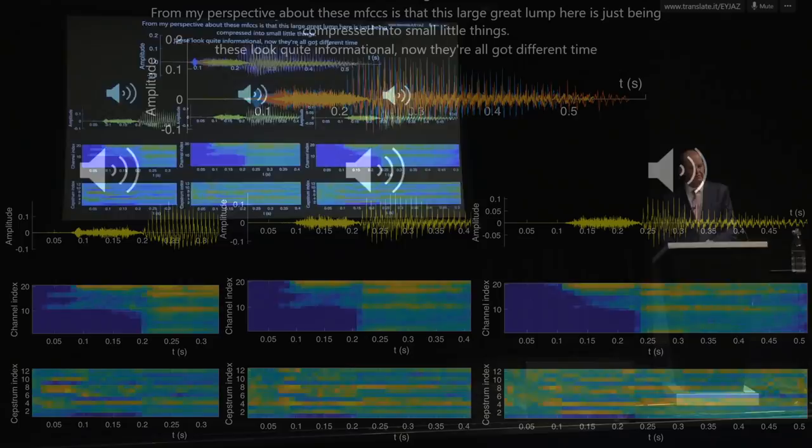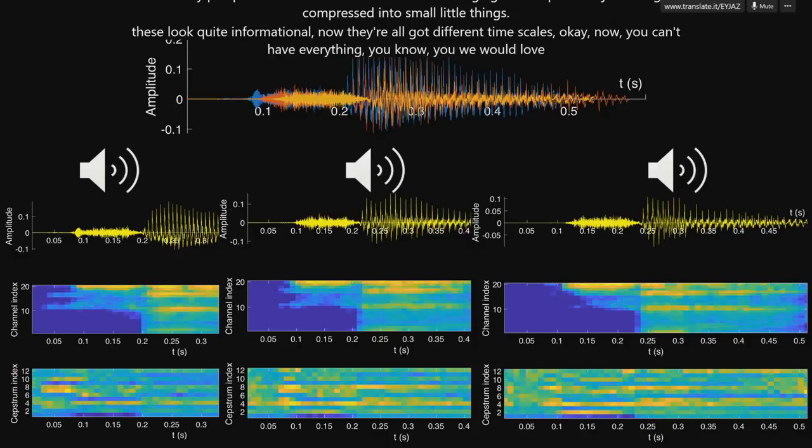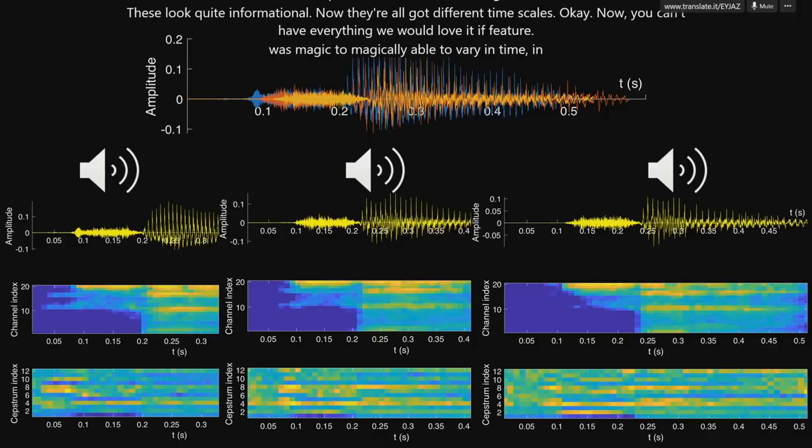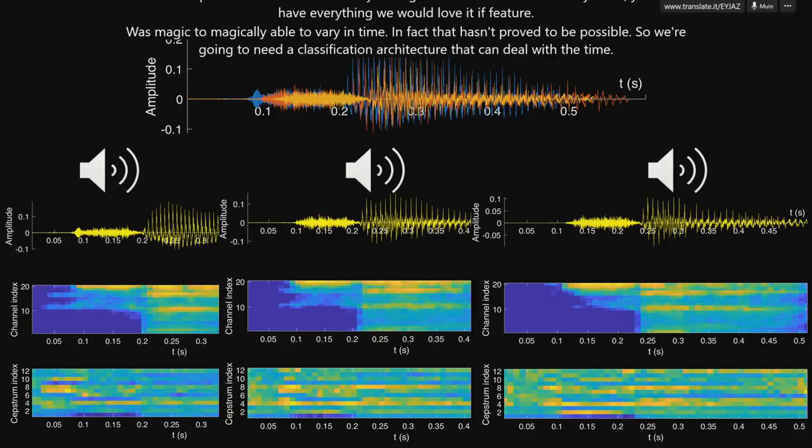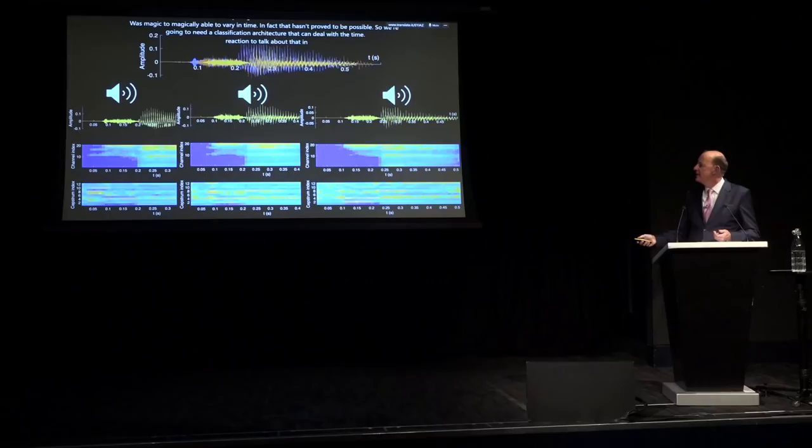We would love it if a feature was magically able to vary in time. In fact, that hasn't proved to be possible, so we're going to need a classification architecture that can deal with the time variation. I'm going to talk about that in a moment. Now, these then are the features. For each time here, we have a vector of numbers called a feature vector. And you'll often hear people refer to this as a feature space.